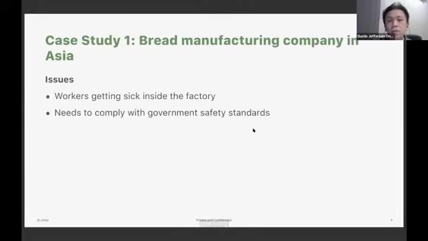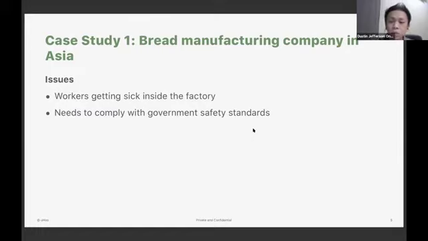So the first case study we have would be a bread manufacturing company here in Asia, particularly in the Philippines. What issues they were facing were the workers were getting sick inside the factory. So they wanted to make sure that they can create a healthier environment for them. And they needed to make sure that they comply with government standards because there are specific standards that are applicable to health and safety when it comes to people working in a factory. So what happened there was they used the uHoo devices, and they realized that they had different problems in different areas of the factory. And there were problems that they never knew existed, but after utilizing uHoo, they were able to discover new problems by looking at the data.